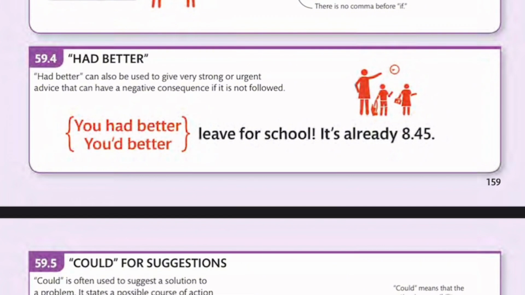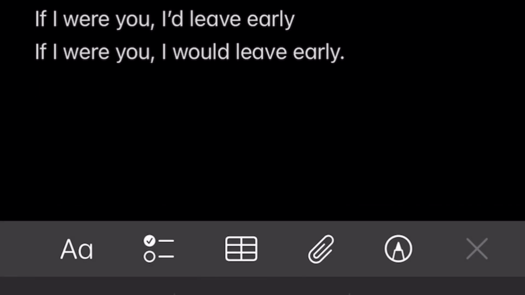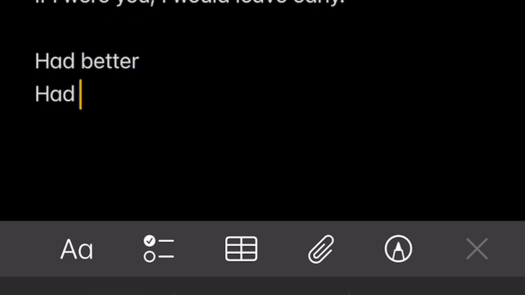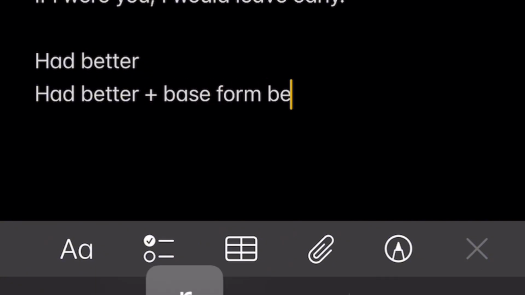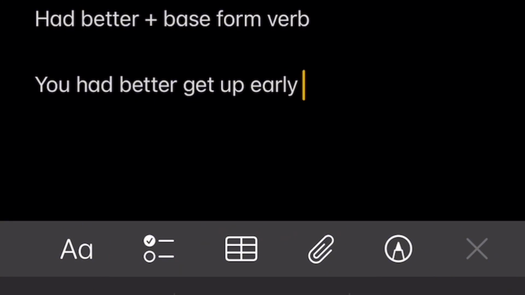Had better can be used to give strong or urgent advice that can have a negative consequence if it is not followed. Let's look at the structure. When you have had better, it must be with the base form verb. You had better get up early.